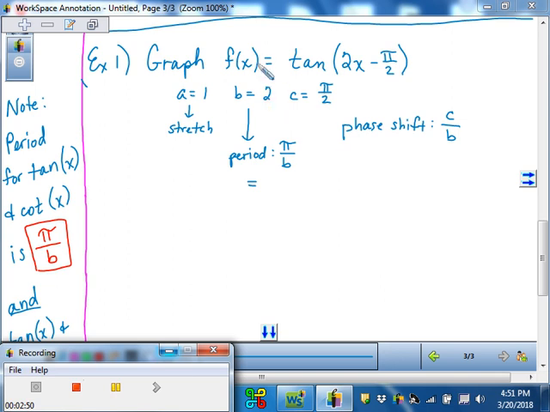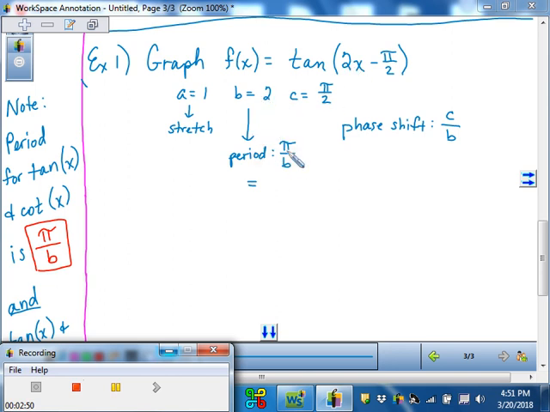Example 1. We want to graph f of x equals the tangent of 2x minus pi over 2. And first thing we're going to do is label our information. So our a value is 1, which means that we really don't have any stretch for our particular graph on this one. Tangent is going to go up forever and down forever, so because of that we don't have an amplitude. Instead we have stretch, just like if we were graphing a quadratic or a cubic function. B is equal to 2.